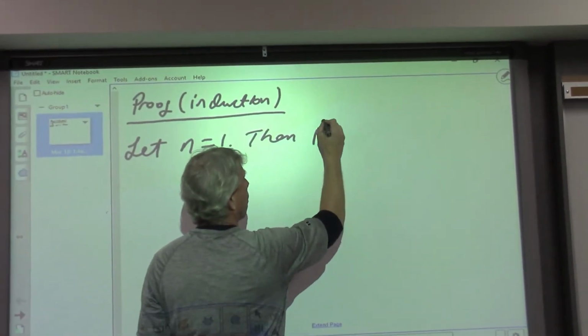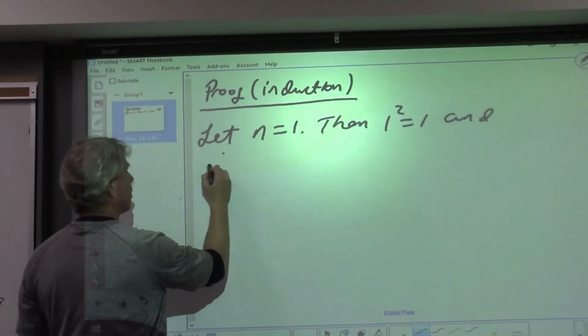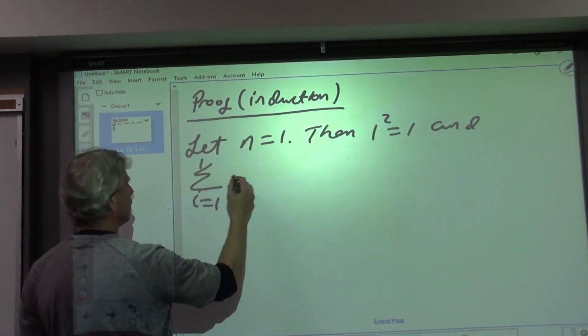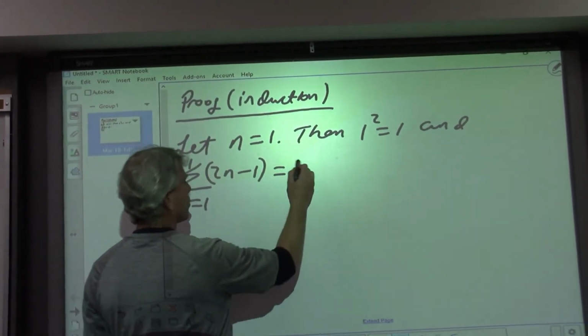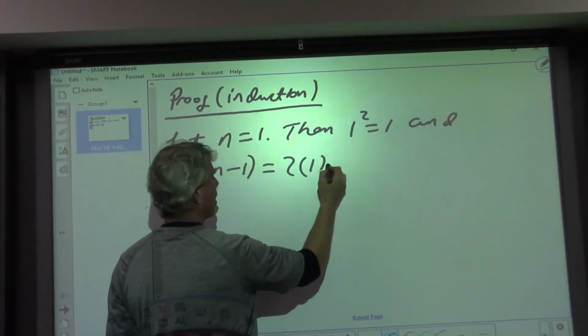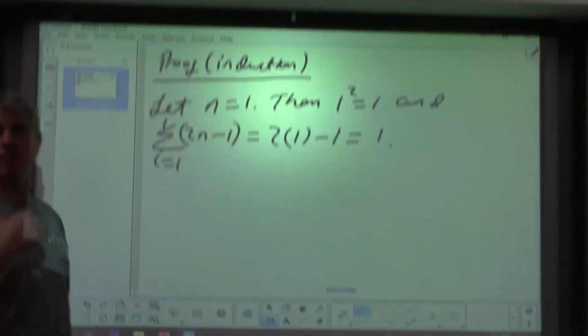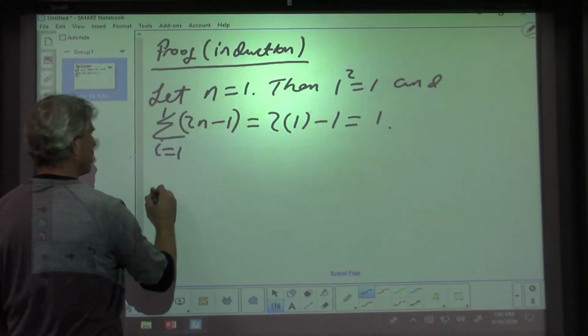Then 1 squared is 1, and the sum from i equal 1 to 1 of 2n minus 1 equals 2 times 1 minus 1 equals 1. So the formula works in the simplest possible case. That's always your step 1.